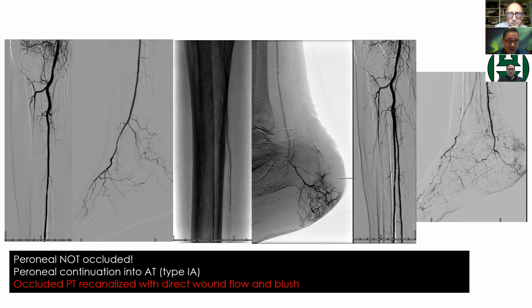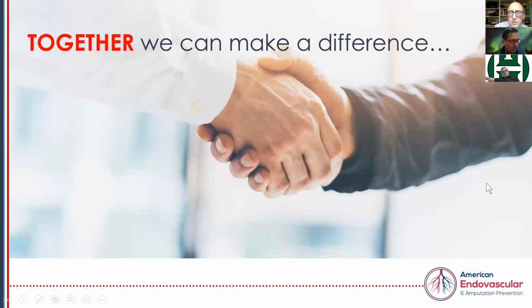So it shows you some of the limitations of duplex. Remember, we interpreted the peroneals as closed. Correct. It didn't show the anatomic variation of peroneal continuation into the dorsalis pedis. Right. But it gave us the information we needed to move forward to angiography, identify the culprit lesion, which is posterior tibial artery occlusion, restore flow directly to the wound vessel, the angiosome, and see this blush at the completion of the procedure. So we're sort of done here.